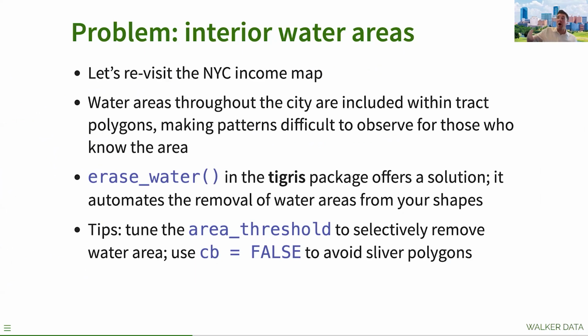What it does is it automates data pulls, and it pulls in water area shapefiles without you having to even fetch them yourself. And then it performs a GIS erase operation to remove those areas depending on an area threshold. The area threshold, which I'll show you, basically allows you to specify how much water you want to remove.